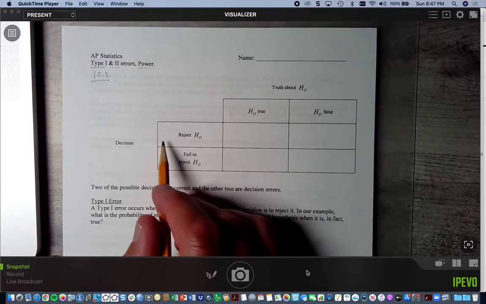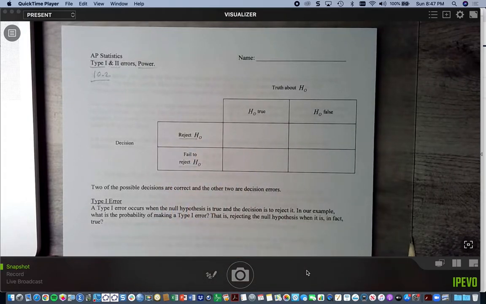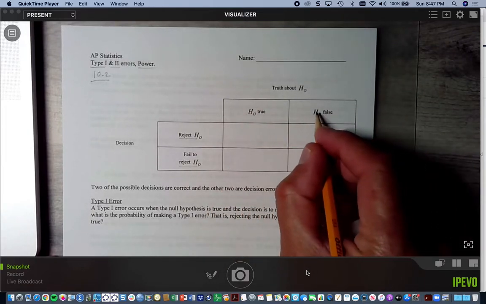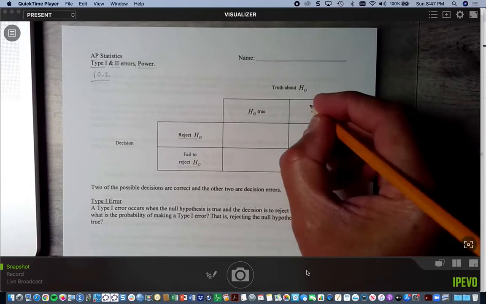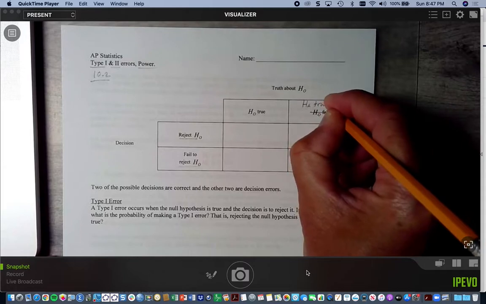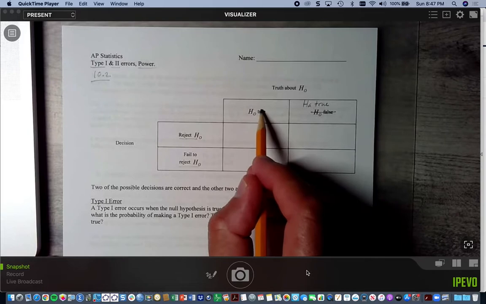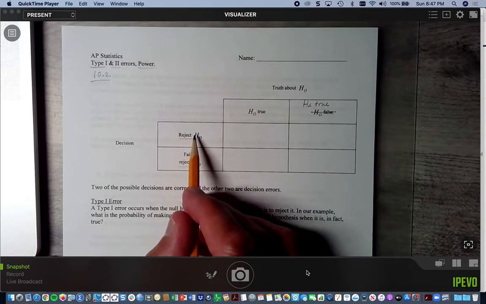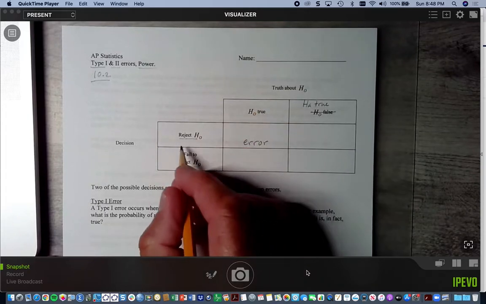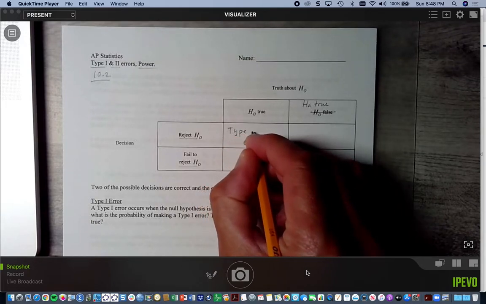So we're going to make a decision either to reject the null or to fail to reject the null. And either the null hypothesis is true, or, instead of saying the null hypothesis is false, let's just say the alternative is true. If the null hypothesis is true and we reject it, this is an error. The null hypothesis is true, I don't want to reject it. And not only is this an error, this is a type 1 error.